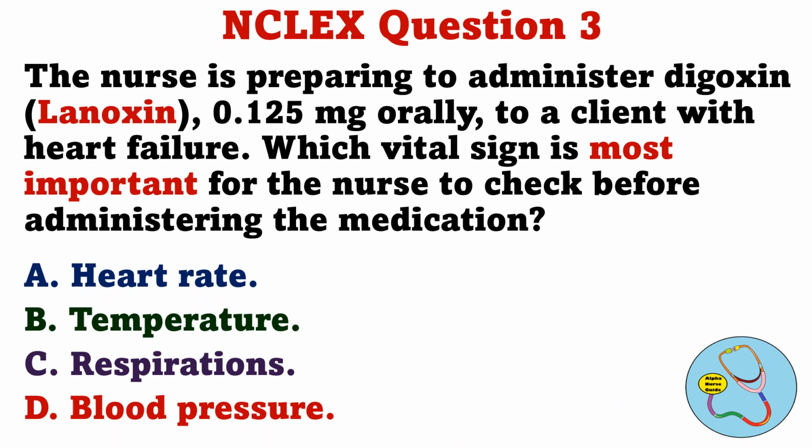The nurse is preparing to administer digoxin, 0.125 mg orally, to a client with heart failure. Which vital sign is most important for the nurse to check before administering the medication? A. Heart rate. B. Temperature. C. Respirations. D. Blood pressure.